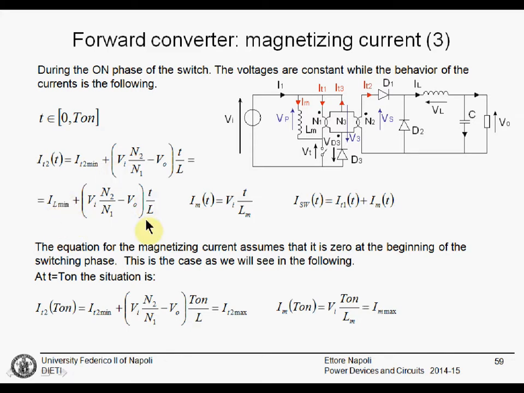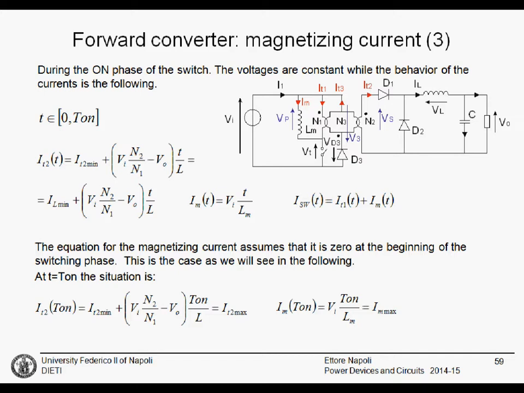For the magnetizing current, we can write this relation. Actually, the voltage drop on the inductance is constant, is Vi, and so we do expect that it increases linearly. It will be then Vi multiplied T divided Lm. The switch current is just the sum of them. In this equation, we are assuming that the magnetizing current at the beginning of the on phase is 0.